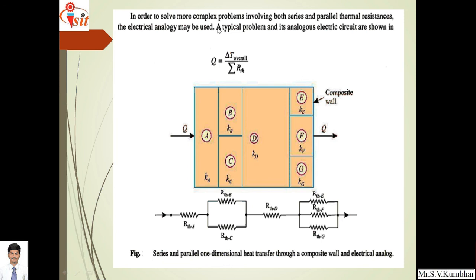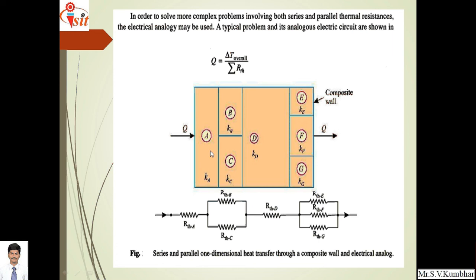So the electrical analogy may be used, that is Q is equal to delta T overall divided by summation of RTH. Now here material A is connected with B and C, but B and C are parallel, right? Materials B and C are different materials connected in parallel, which is connected in series with A and D. Similarly E, F, G are materials connected in parallel, and heat is transmitted through such a complex problem.